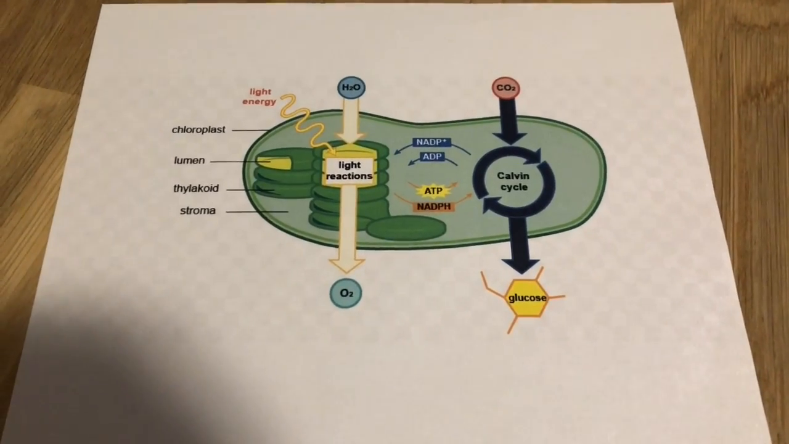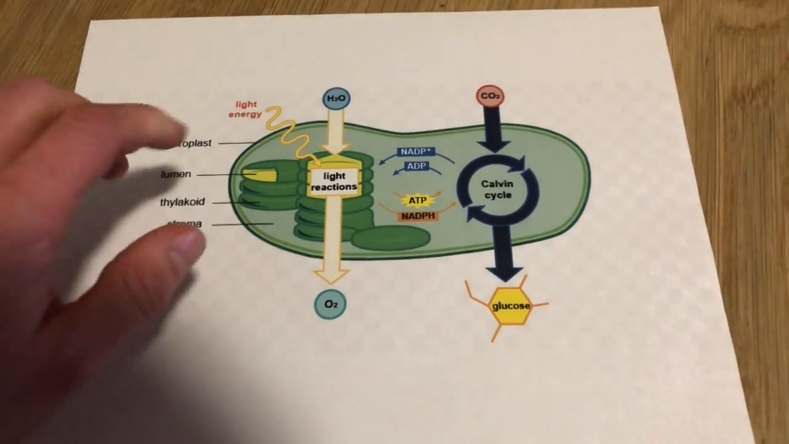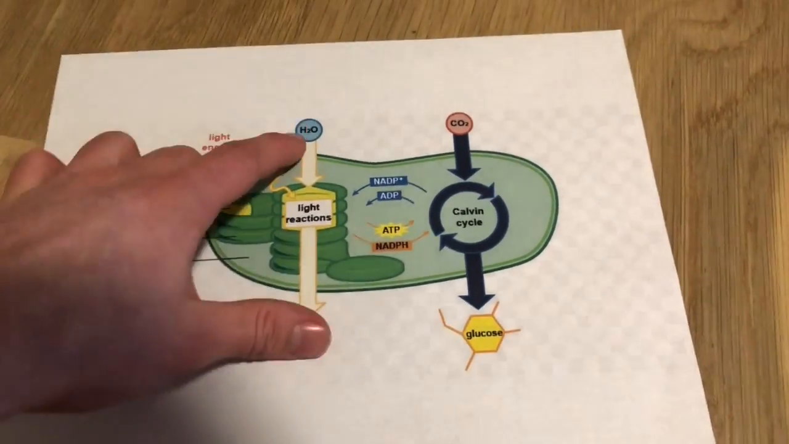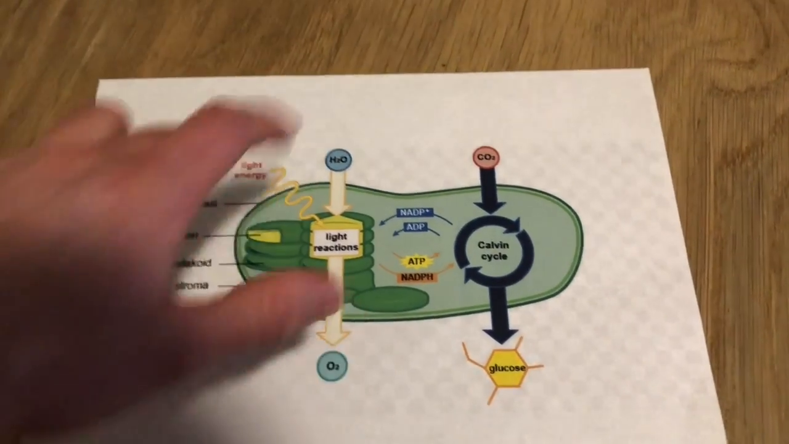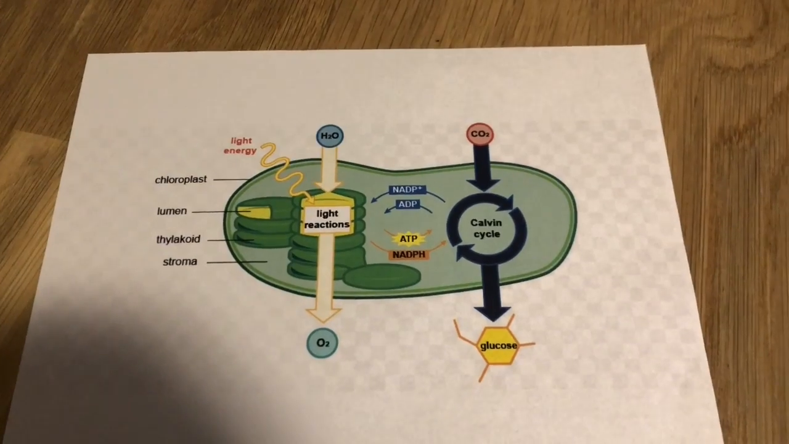There are two reactants in the light reaction. One of them is light energy, which is emitted from the sun, and the other is water, which can be found from the ground or fallen as rain.